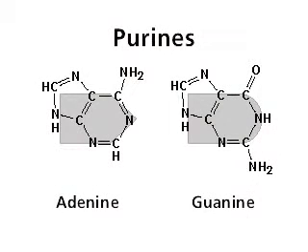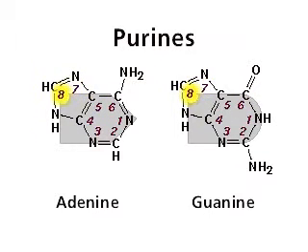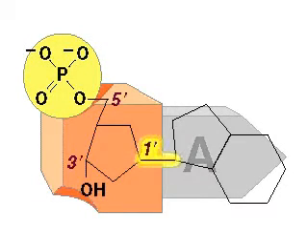The atoms in the purines are numbered 1, 2, 3, 4, 5, 6, 7, 8, and 9. Note the structural differences between adenine and guanine at positions 2 and 6. The bases are all attached to the 1' carbon of the sugar in a nucleotide. The phosphate group is bound to the 5' carbon of the sugar.